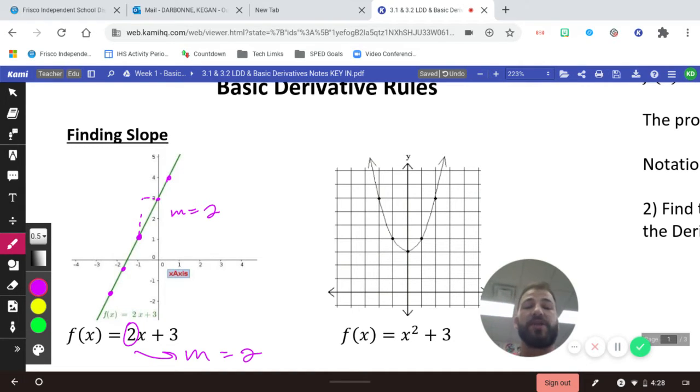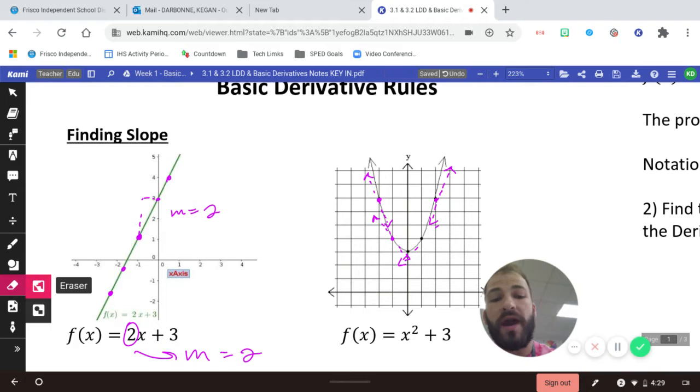What if I asked you to find slope on this quadratic equation? Well, you'd be like, well, Mr. Arbone, quadratic equations don't have slope. It's not true. Okay, quadratic equations do have slope, but their slopes are different depending on where you are on the quadratic equation. And what does slope represent? Well, slope represents a rate of change. So depending on where I am on my quadratic equation, my rate of change might be a little bit different. Okay?